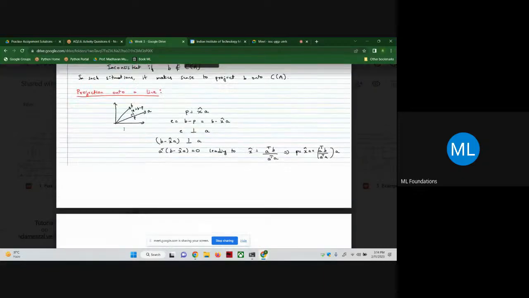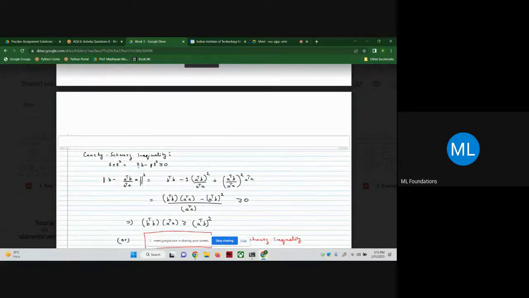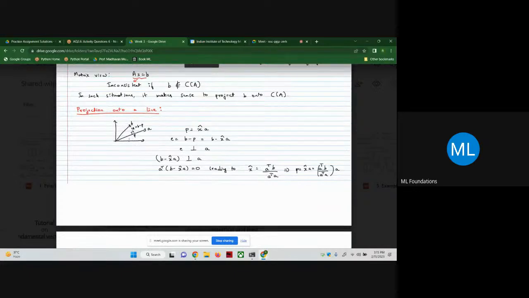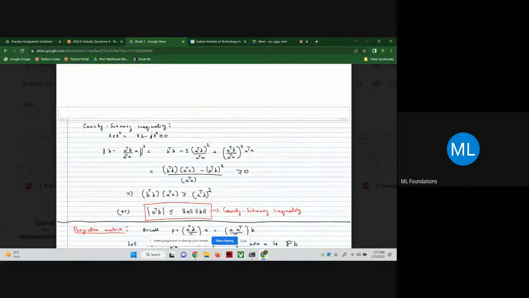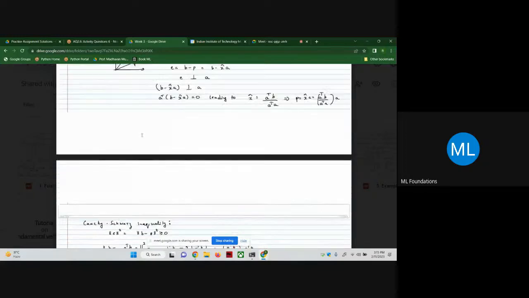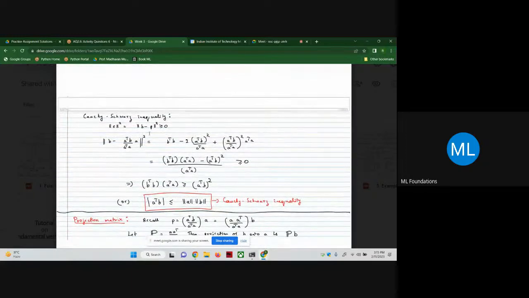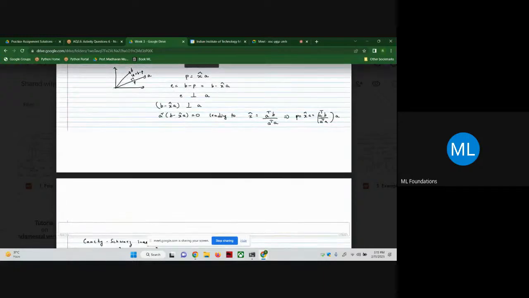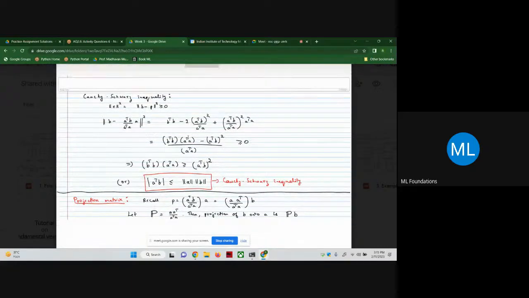So the length of this error vector is going to give you b minus p, or this actual vector minus the projected vector, whole square. That's going to give you the length square. Obviously that should be greater than or equal to 0. So if you rewrite this projected vector as a transpose b divided by a transpose a multiplied by a, you'll be getting this.